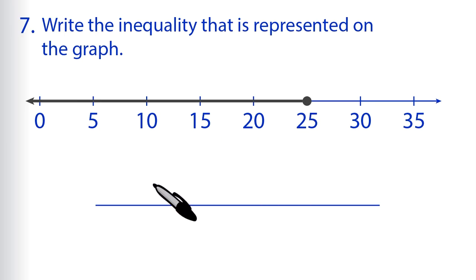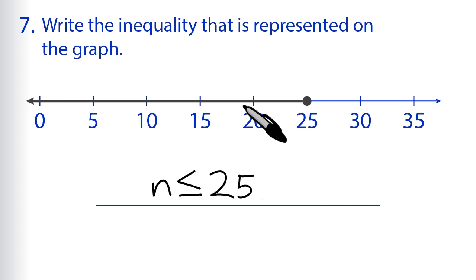So we'll use the letter n like we've been using. And since the line is going to the left, it's going to be less than, and since the circle is filled in, less than or equal to, and then the number where the dot is, 25. So this graph represents the inequality n is less than or equal to 25.